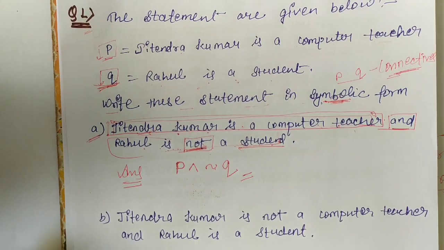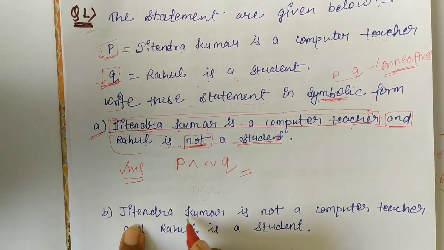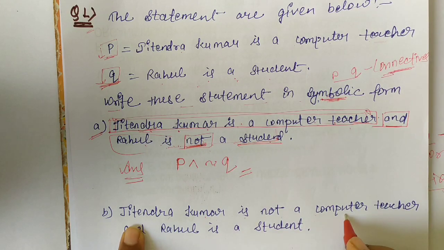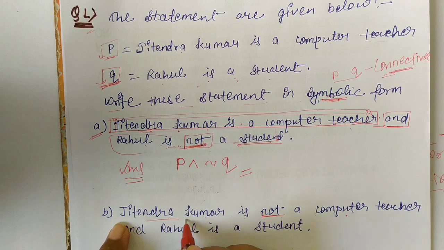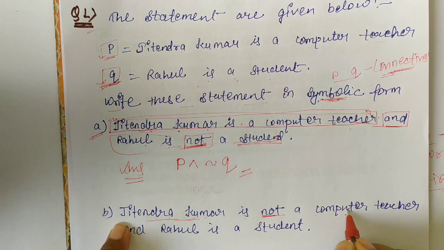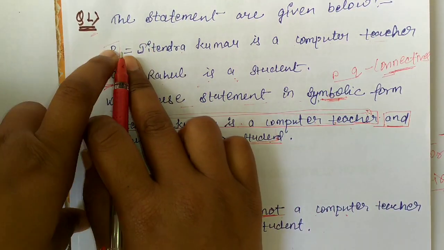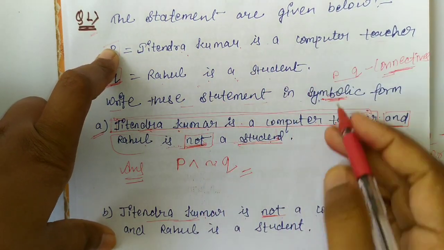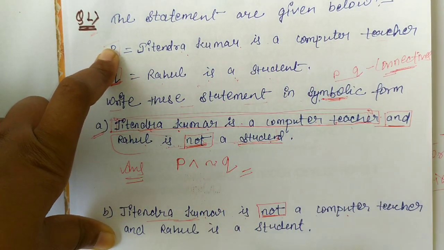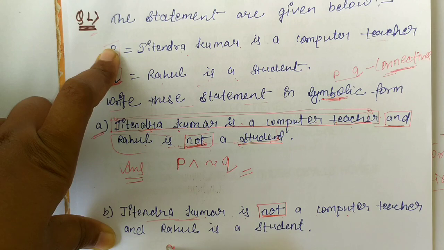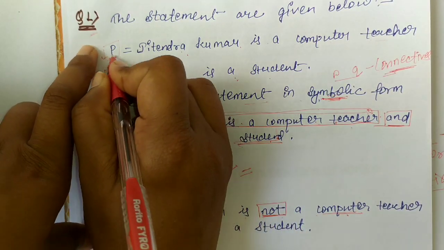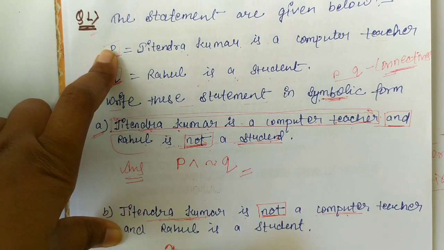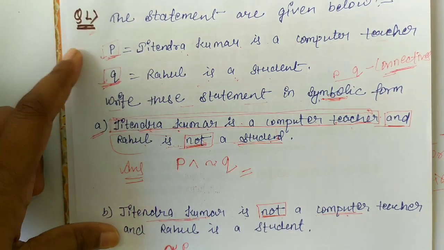Next: Jitendra Kumar is not a computer teacher. Here the question is changed. Jitendra Kumar is not a computer teacher. So what is the value of P? P is Jitendra Kumar is a computer teacher, but here it is not. So firstly we have to write not, and the symbol of P, so we write not P.